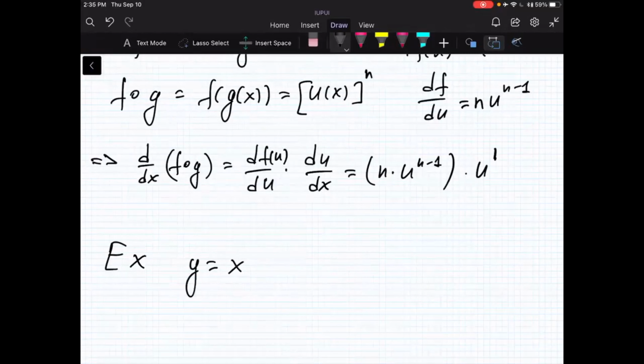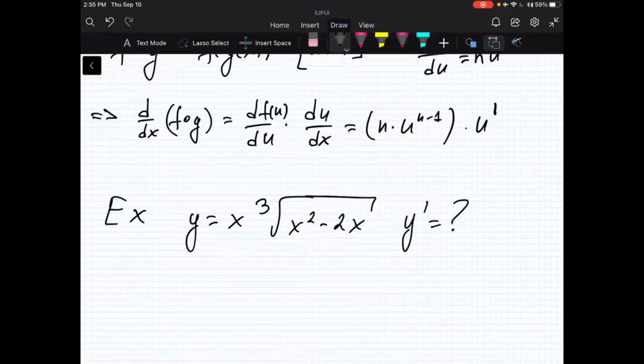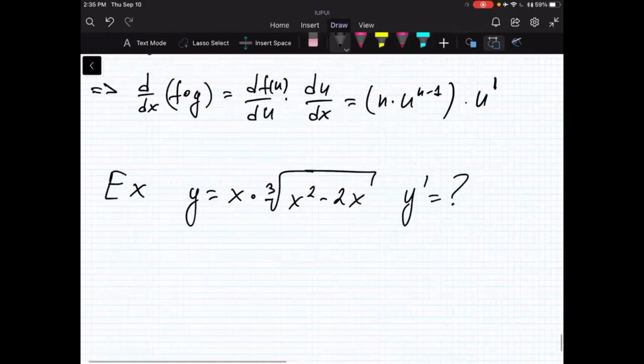Come on. Third root of x squared minus 2x. And the question is to find the derivative. Okay, it's not very good. So first, I see that it's a product of two functions. So first I can apply the product rule.